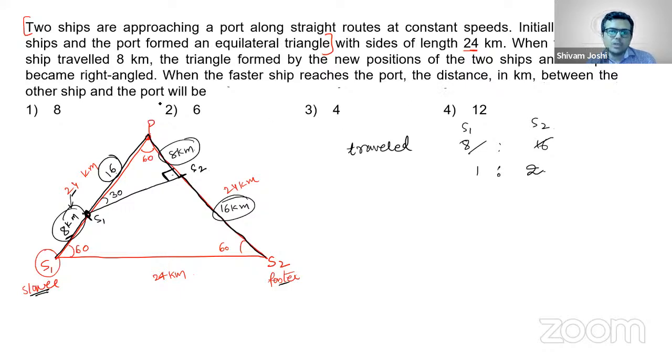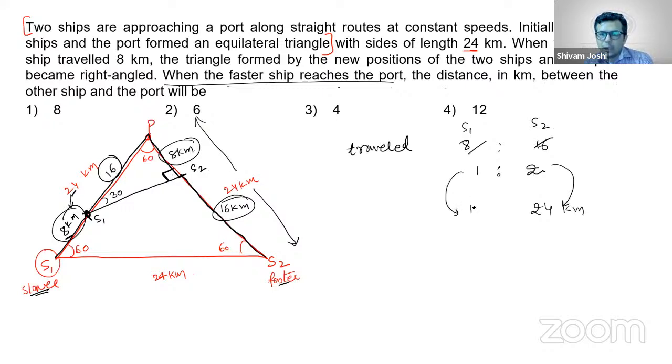Now read the last line of the question. When the faster ship reaches the port. So how far is the port? 24. If the faster one is reaching the port, which means when it is traveling 24 kilometers, the slower one, according to the ratio of 1:2, would have traveled only 12. Correct. So how far is it from the port? Because out of 24, it would have traveled 12. So it will be 12 kilometers from the port. So I think this question is a beautiful application of the 30, 60, 90 triangle, right?